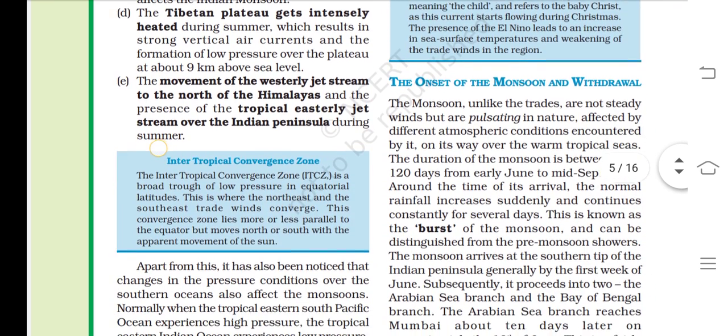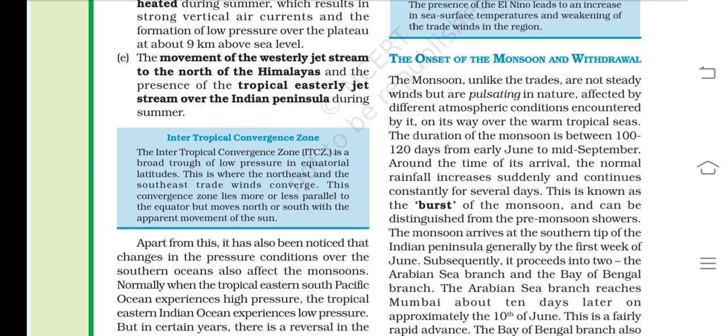So here down we have the definition of the intertropical convergence zone, that it is a broad trough of low pressure in equatorial latitudes. In the equatorial latitudes, we can see a broad trough of low pressure. This is where the northeast and southeast trade winds converge, means both the winds are converging. This convergence zone lies more or less parallel to the equator.